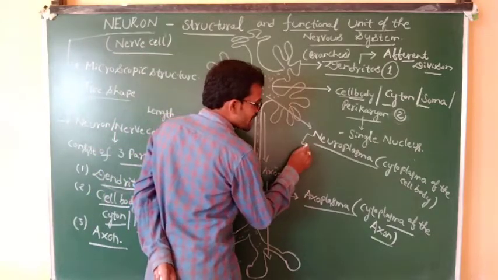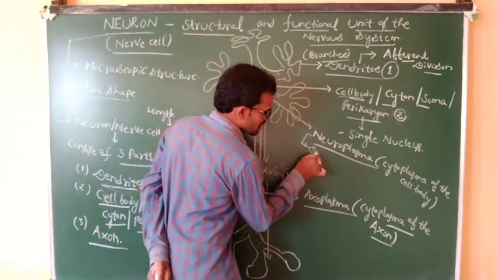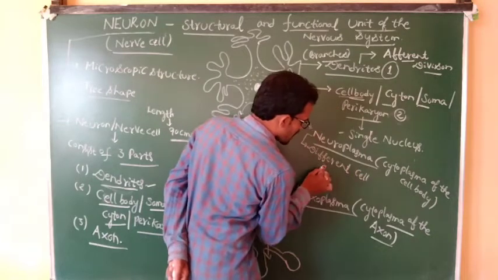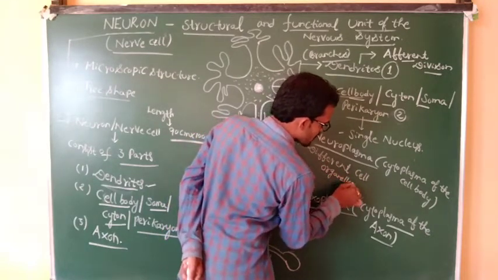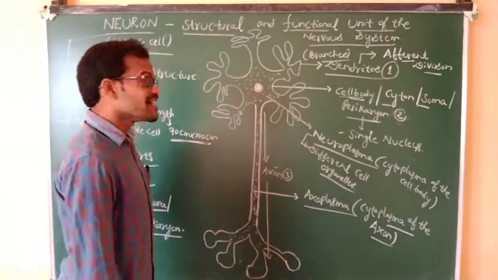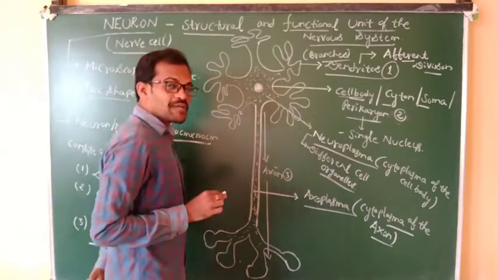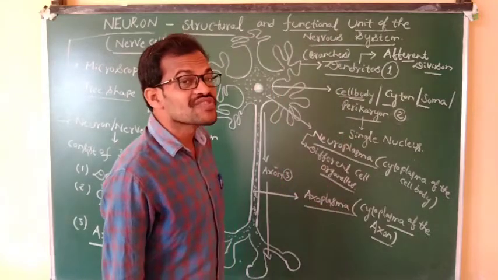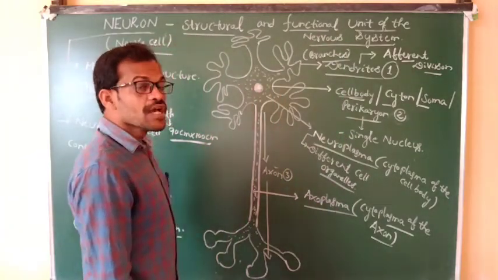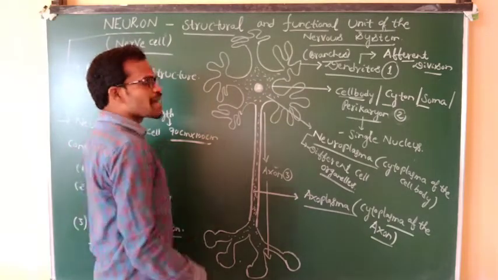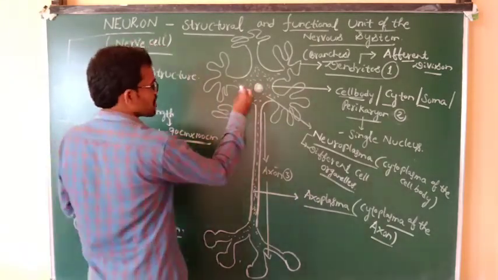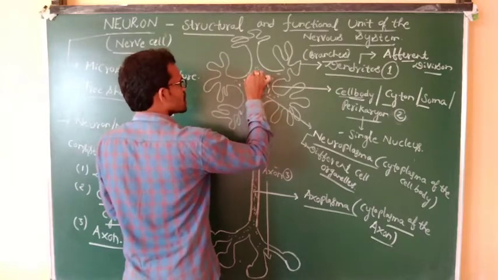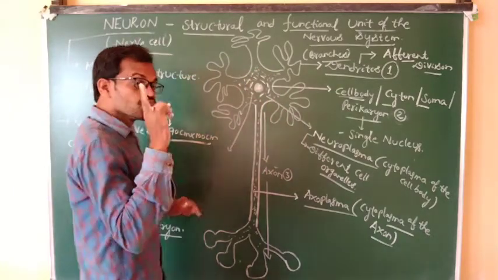It consists of different cell organelles: mitochondria, endoplasmic reticulum, Golgi complex, ribosomes. These different types of cell organelles are present in the neuroplasm, and this cytoplasm also consists of small granules.